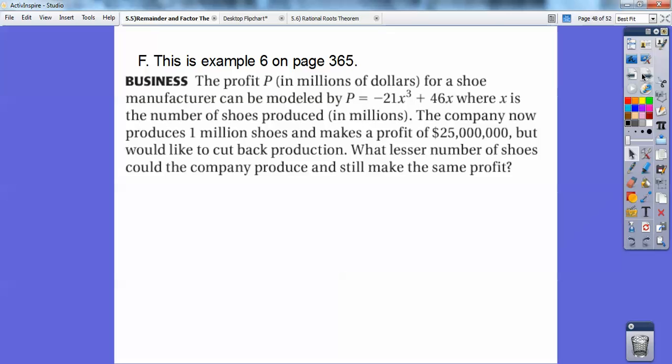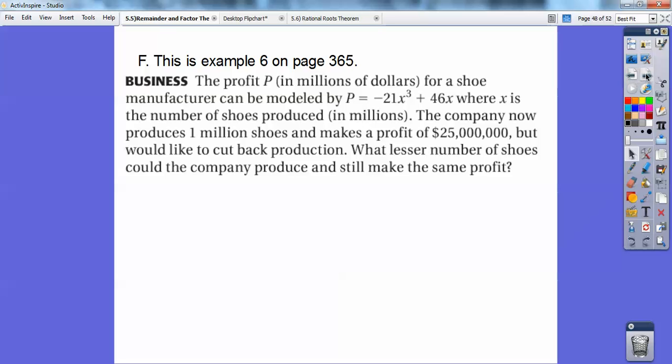The profit in millions of dollars for a shoe manufacturer can be modeled by P equals negative 21x cubed plus 46x, where x is the number of shoes produced in millions. The company now produces 1 million shoes and makes a profit of $25 million. Boy, wouldn't that be nice. But they would like to cut back on production. So what lesser numbers of shoes could the company produce and still make the same profit?